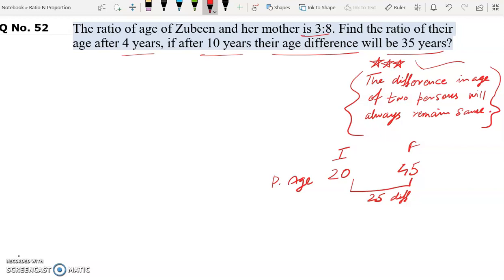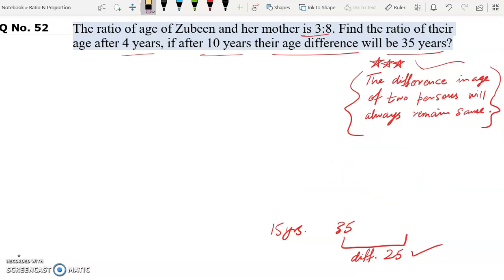Let's say after 15 years. After 15 years my age will be how much? 20 plus 15 is 35. My father's age will be how much? 45 plus 15 which is 60. Now you can see the difference is still 25. 60 minus 35 is 25. So this age difference will always remain same, be it 5 years ago or 10 years after, age difference will always remain same.